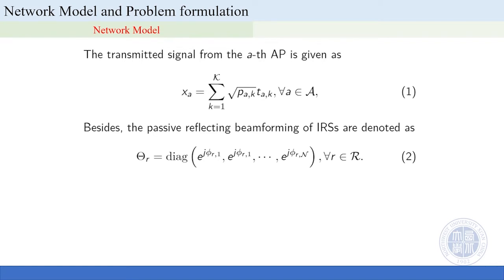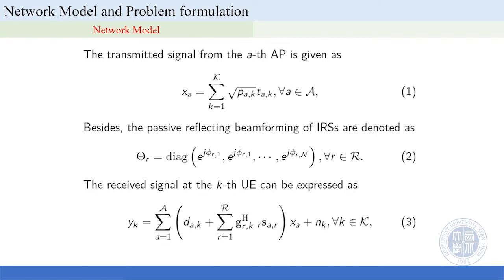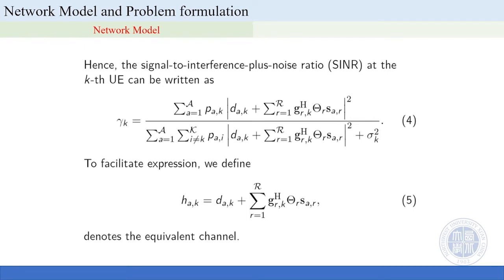Besides, the passive reflecting beamforming of the IRSs is denoted as theta. The received signal at the k-th user can be expressed as, where n_k is the noise at the k-th user. Hence, the signal-to-interference-plus-noise ratio at the k-th UE can be written as two simple expressions, where we define h, which denotes the equivalent channel.